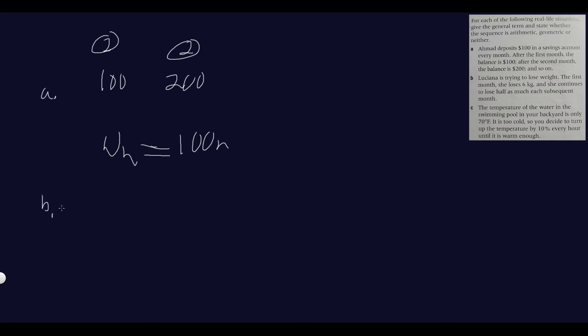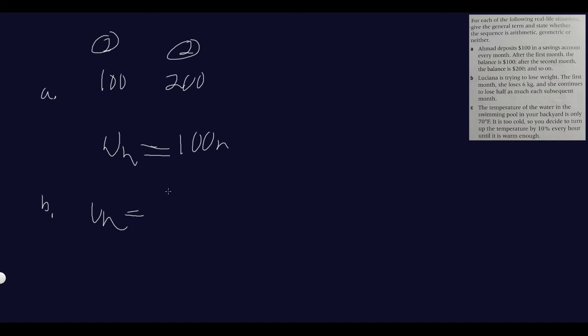Let's tackle part B. Luciana is trying to lose weight. The first month she loses 6 kilograms and she continues to lose half as much each subsequent month. So this is starting to look like a geometric sequence. Exactly. These types of questions are going to pop up in our exponential unit, which we will tackle in the near future. Please stay tuned for that. But this question is obviously geometric.